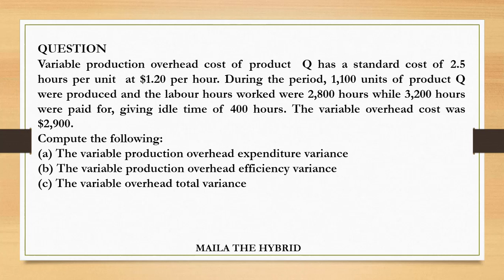Variable production overhead cost of product Q has a standard cost of 2.5 hours per unit at $1.2 per hour. This is the information given, and we are told that during the period, 1,100 units of product Q were produced, and the labor hours worked were 2,800 hours, while 3,200 hours were paid for, giving idle time of 400 hours. The variable overhead cost was 2,900. Then compute the following: variable production overhead expenditure variance, variable production overhead efficiency variance, as well as the variable overhead total variance. So let's see the pro forma.